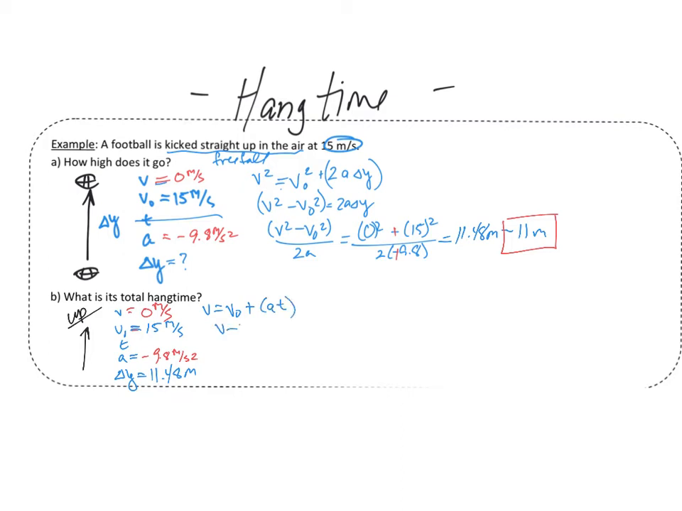Start by subtracting initial velocity from both sides. And you're left with final velocity minus initial velocity divided by acceleration is equal to time. Keep working that out. Final velocity is 0 minus 15 divided by negative 9.8, and that gives us 1.531 seconds. That is our up. Now it's time for our down.